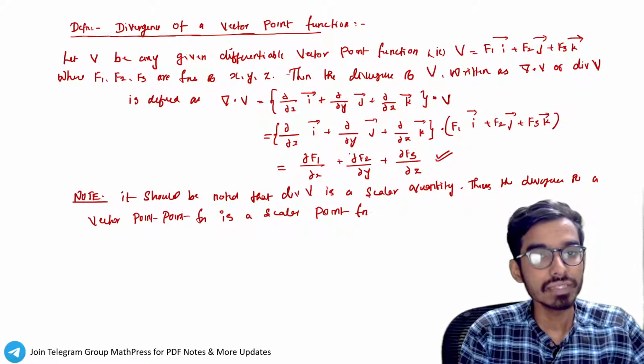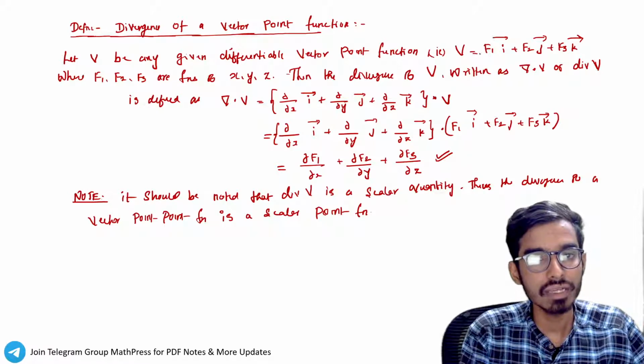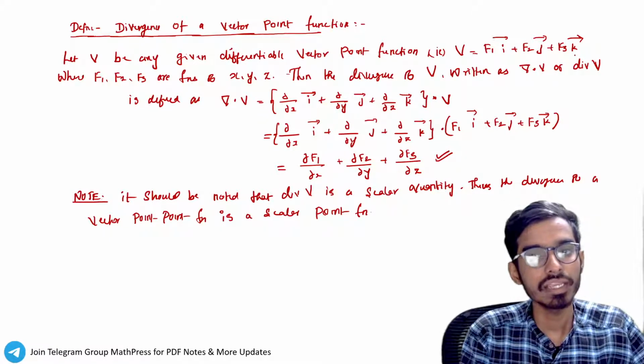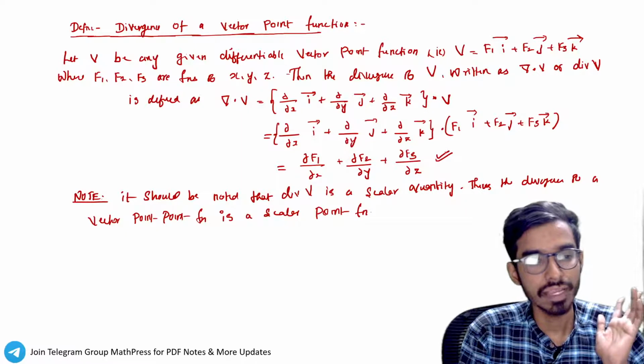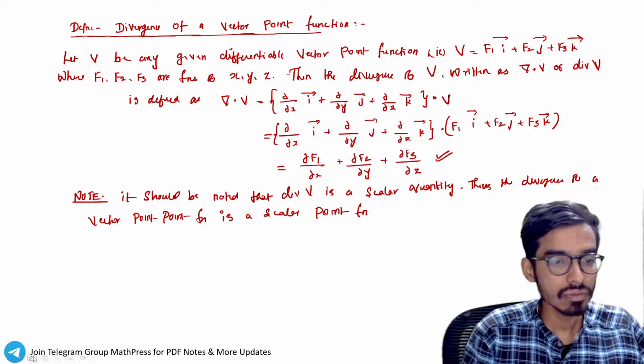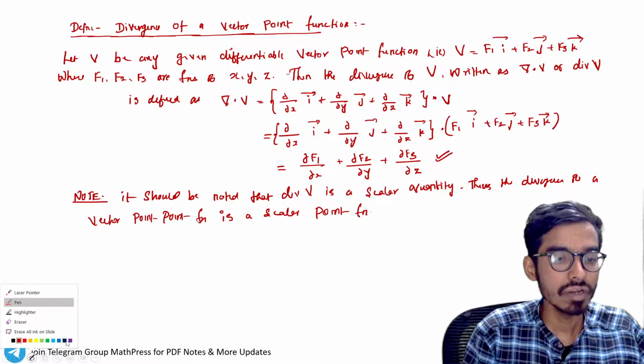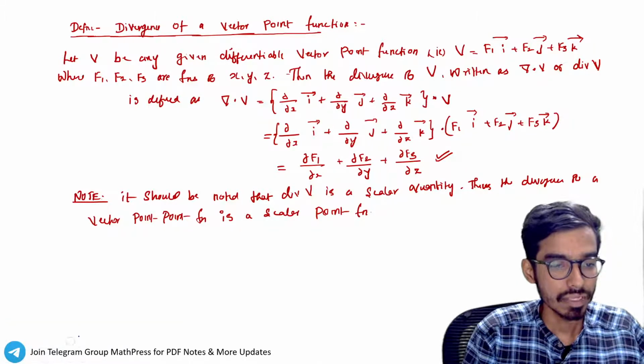If you want to find the divergence of f, you just differentiate the i-th component with respect to x, the j-th component with respect to y, and the k-th component with respect to z. That's it, very simple. Okay, now we'll move on to the second definition. We're going to see 4 definitions now.